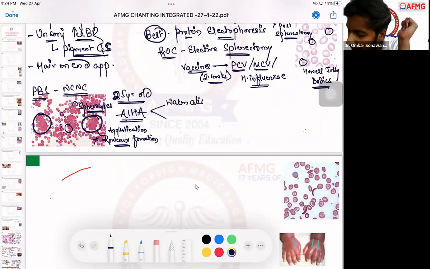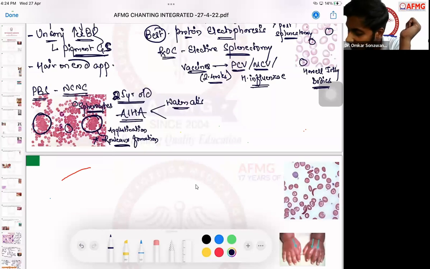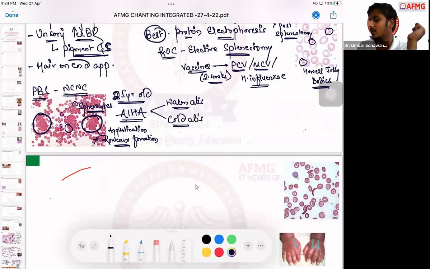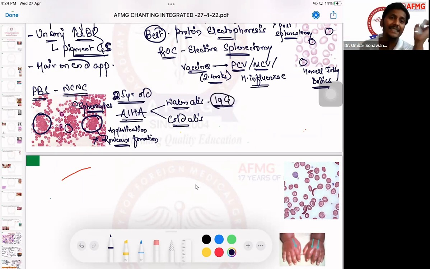Please give me the answer. Warm antibodies are which subtype? IgG, IgA, IgM, IgD or IgE? Warm antibodies and cold antibodies. Warm antibodies are which subtype usually? Very good. Warm antibodies, G for garam, you need to remember. So warm antibodies are mainly IgG type.